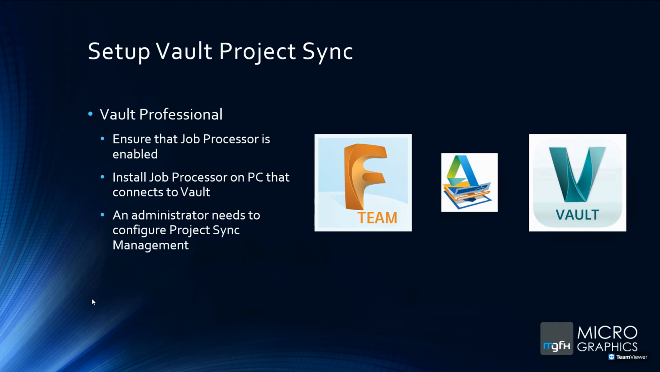So a couple of things to do from the Vault settings: ensure that Job Processor is enabled. You would install Job Processor on the computer that connects to Vault. This would also be the same computer that has the desktop connector installed. And an administrator would then need to configure the project sync management. And that's what the next couple of slides will go through.